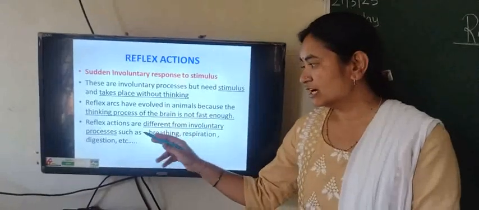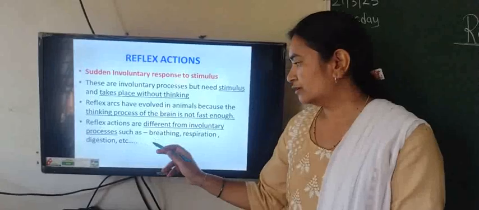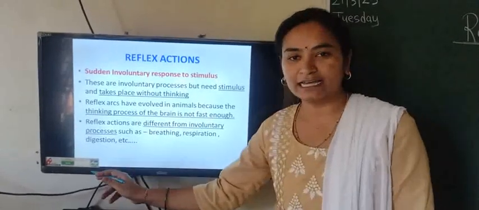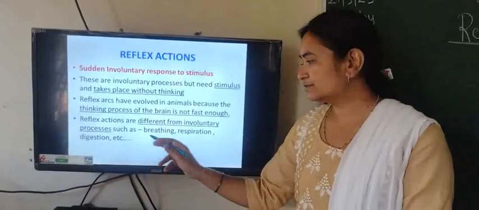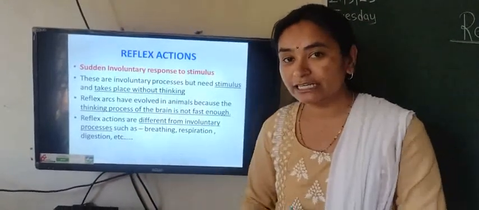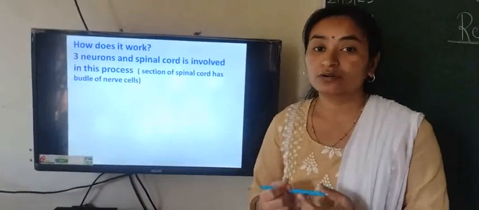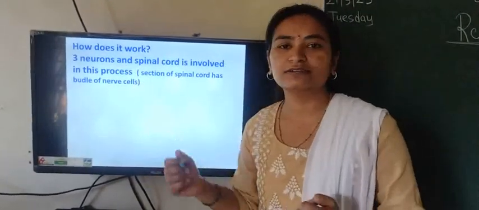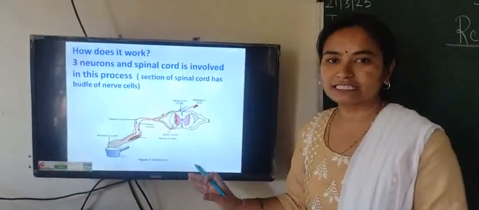Reflex actions are different from involuntary processes. Breathing, respiration and digestion are involuntary processes. These processes do not need any kind of stimulus. Now, the question is, how does it work? So, it works with the help of the reflex arc.